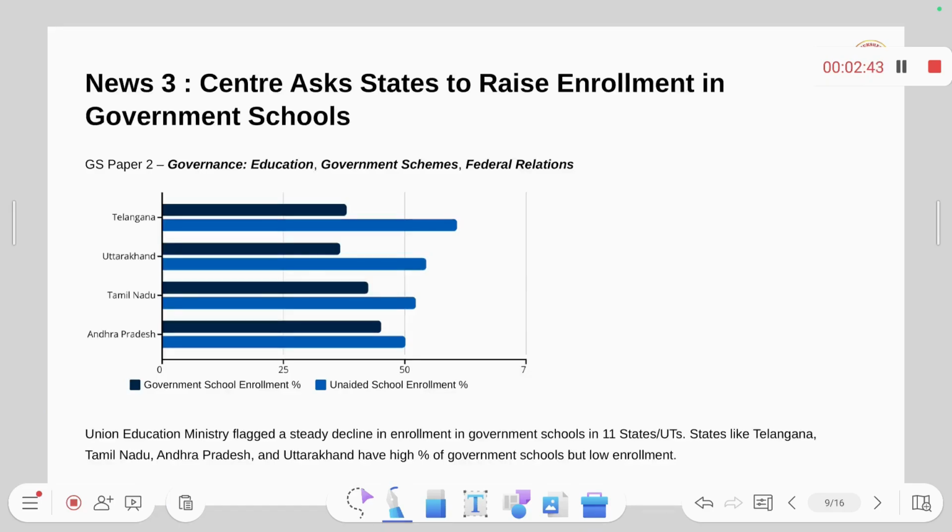Centre asks states to raise enrollment in government schools. This comes under GS2, Governance and Education. The Education Ministry flagged a steady decline in enrollment in government schools in 11 states. States like Telangana, Tamil Nadu, Andhra Pradesh and Uttarakhand have a high percentage of government schools but low enrollment.